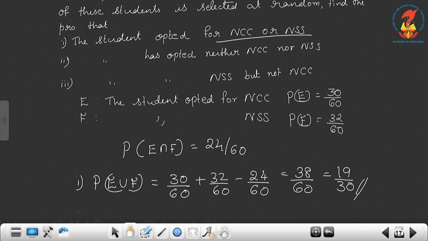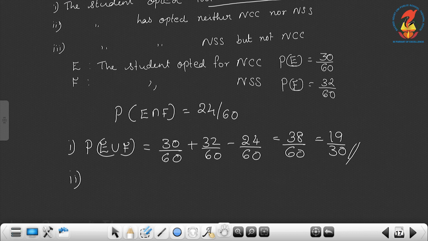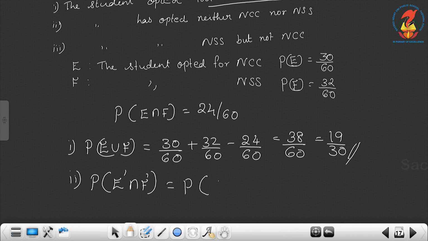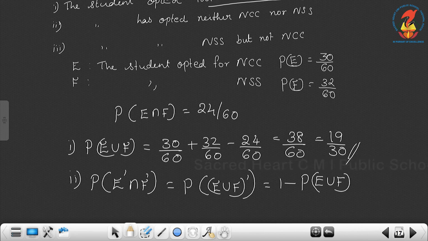Or the second one, the student has opted neither NCC nor NSS. So, P of neither nor means E complement intersection F complement, that is, by De Morgan's law, P of E union F whole complement, that is 1 minus P of E union F. So, 1 minus 19 by 30. So, it is 11 by 30. Okay. 30 minus 19 by 30.